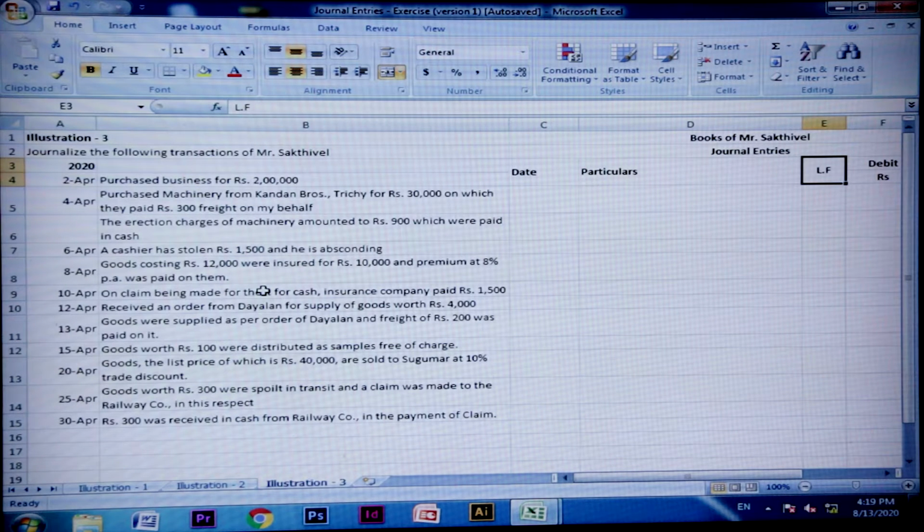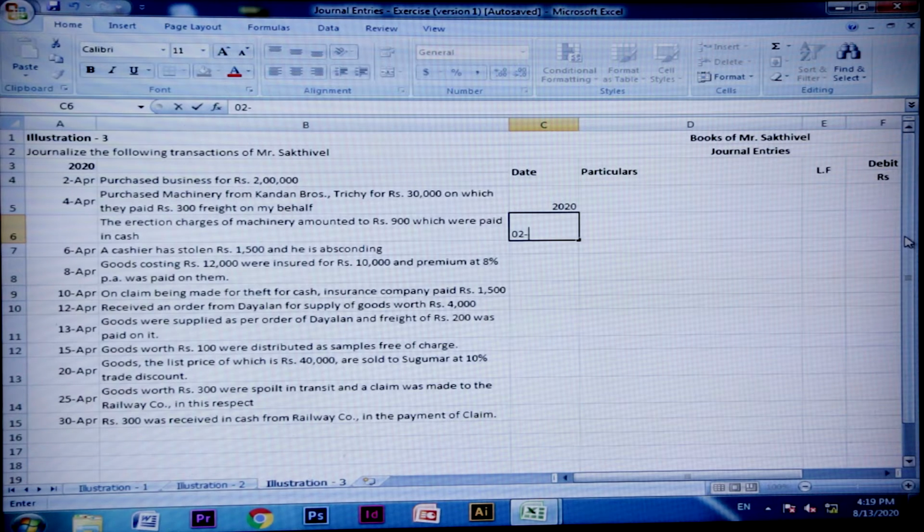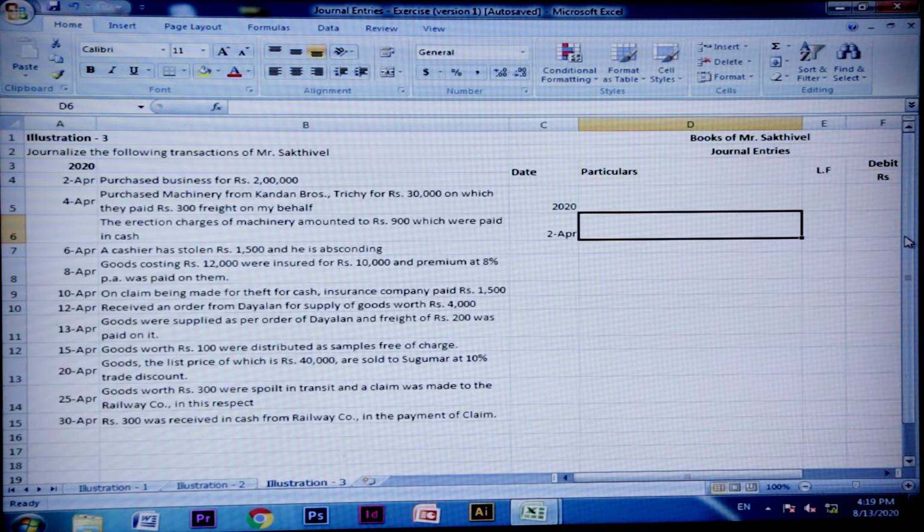So the first entry is on 2nd April. The transaction is during 2020. On 2nd April, purchased business for rupees 2 lakh. Here the first entry is for business purchase. Instead of purchasing an asset, here we are purchasing a business.